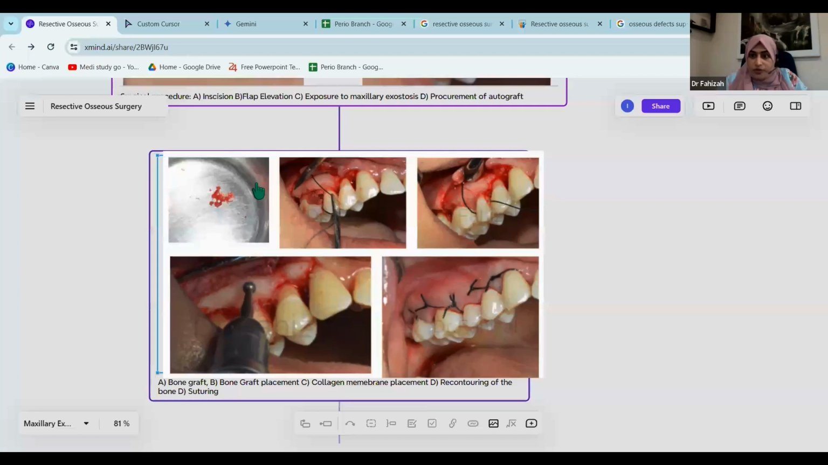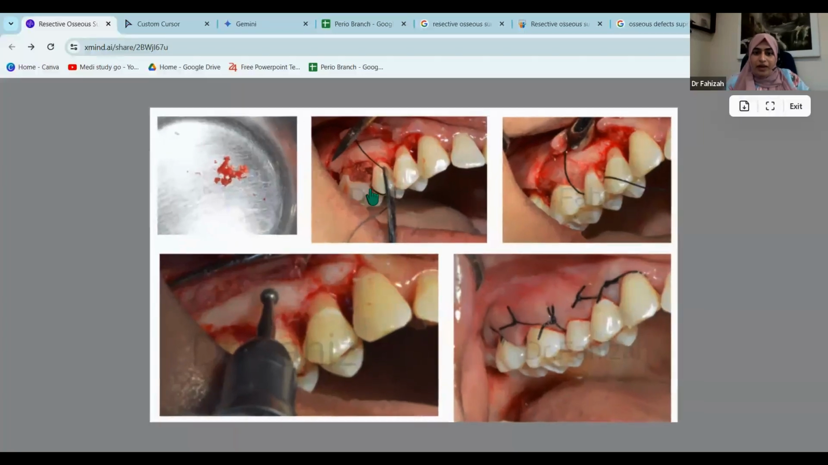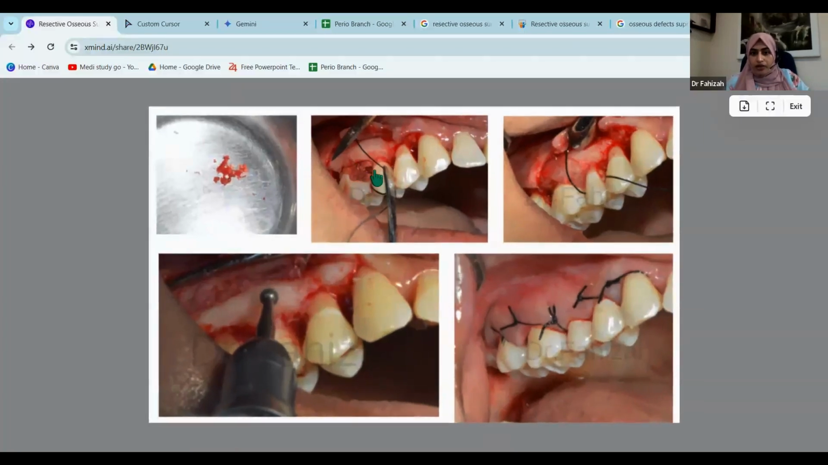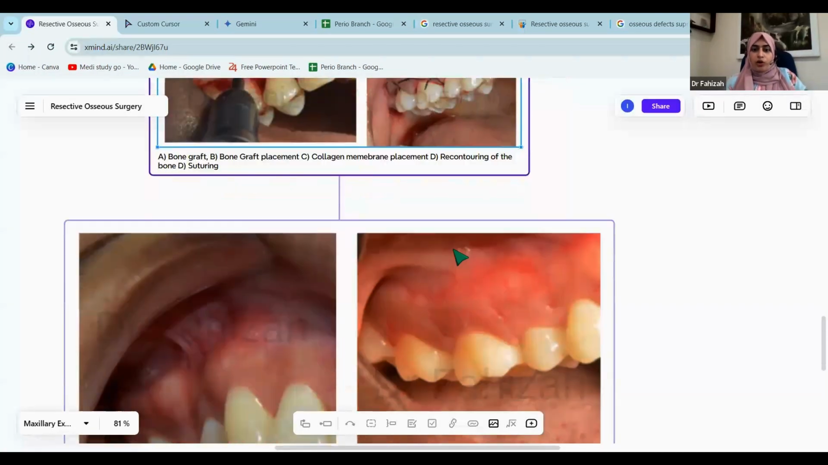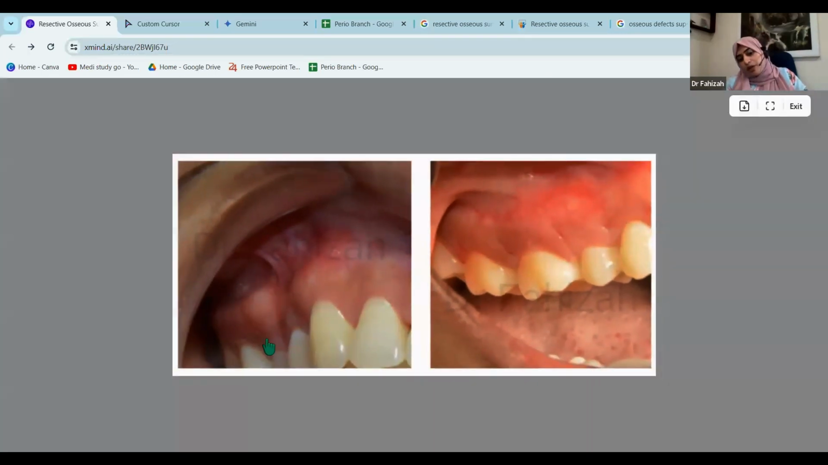This bone which we got is called an autograft, because we are taking it from the same person. Then we placed that bone graft in this vertical defect. In 1/6 mesial aspect, there was a vertical defect, so we placed the bone graft over here. We placed a collagen membrane on top of that. Then this bony protuberance which we had, we just flattened it. We sutured it back. This is the result post 1 week. Can you see the bony protuberance has become flat?